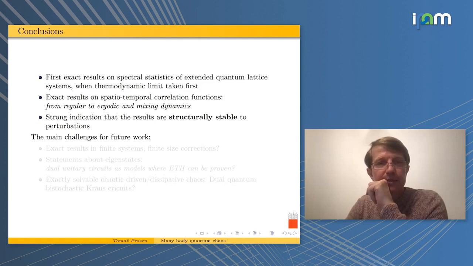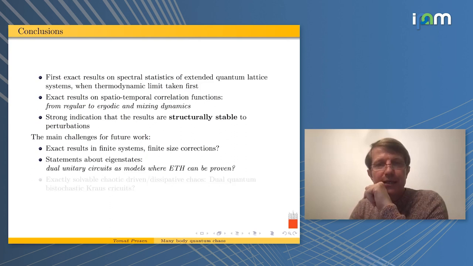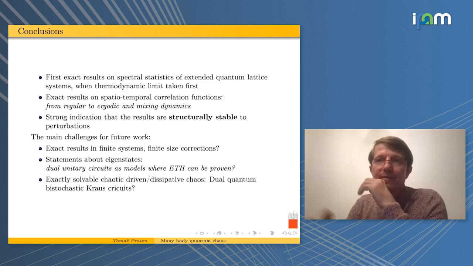For example, first, how to control finite size corrections, and how to approach the problem of ETH, which would require controlling the limit of time to infinity before L to infinity. And the obvious thing to do, which has no problem and just requires PhD students and time, is to extend all that in dual unitary, into stochastic quantum systems. Let's say systems with measurements, and so on.